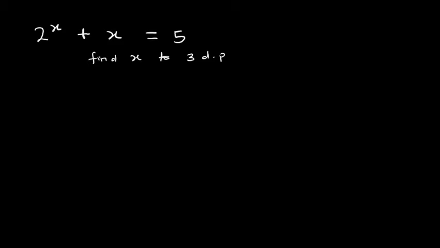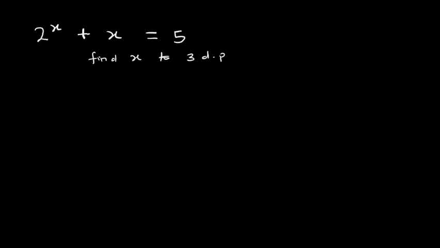Hi guys, in this video I will show you how to solve this type of problem. Now the question says 2 to the power of x plus x is equals to 5. Find x to 3 decimal place.